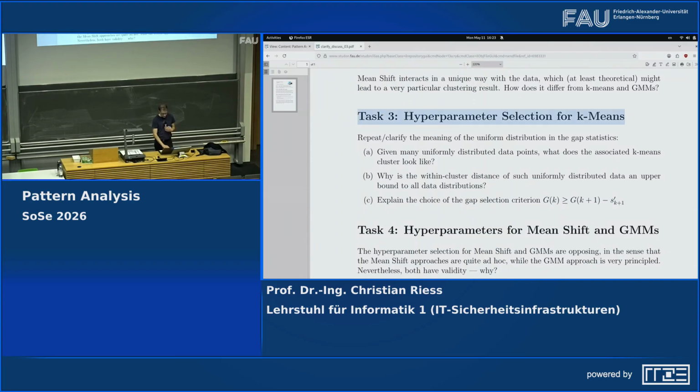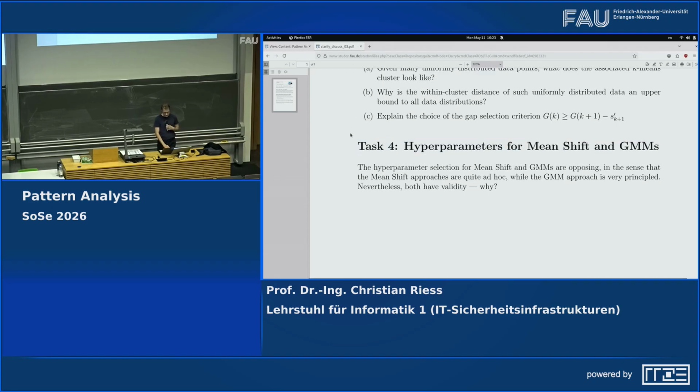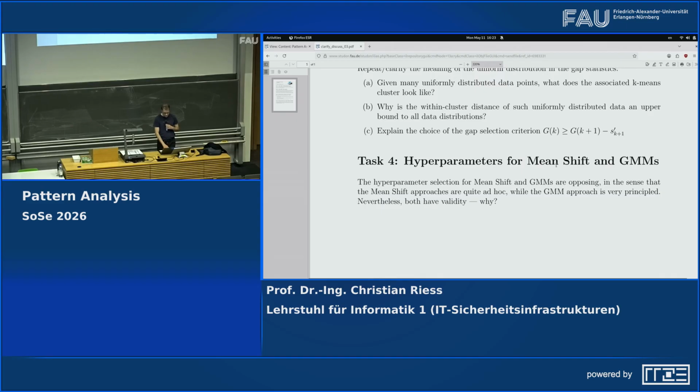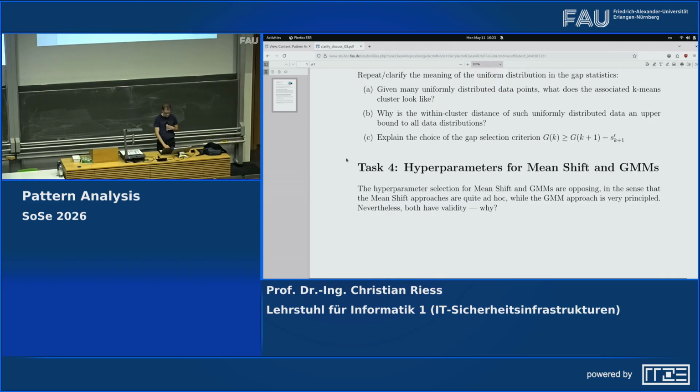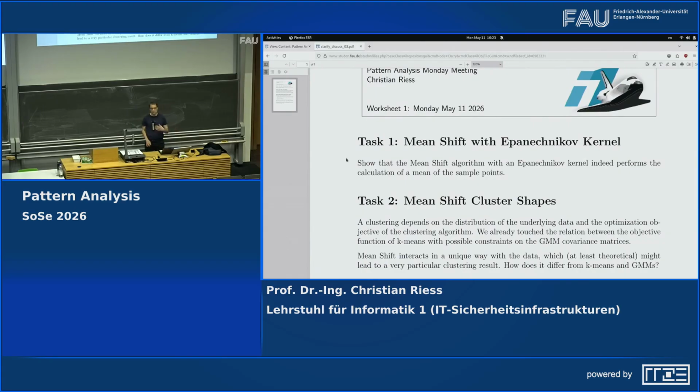Then I would like to talk a little bit about the hyperparameter selection scheme for k-means, the so-called gap statistics, and understand this reference distribution a bit better. And eventually, to close this, maybe have a closer look at the mean shift and Gaussian mixture model choice of hyperparameters. So this would be my agenda for today, but we have enough time. We can anytime interrupt or deviate from that.